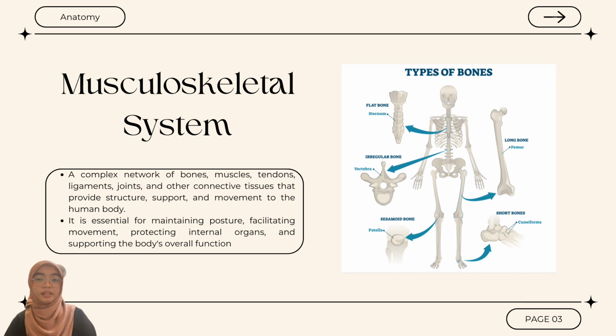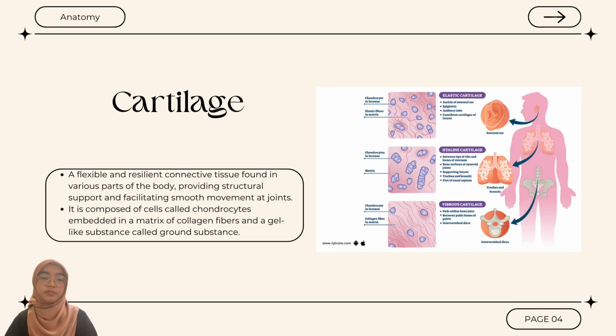The second one is cartilage. So cartilage is a flexible and resilient connective tissue found in various parts of the body, providing structural support and facilitating movement at joints. It is composed of cells called chondrocytes embedded in the matrix of collagen fibers and a gel-like substance called ground substance.